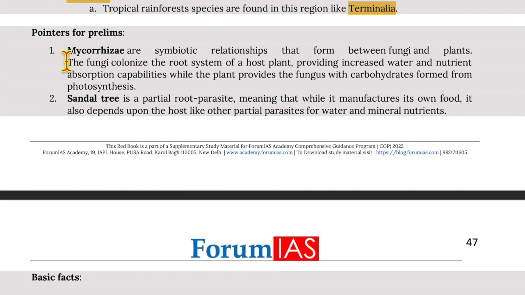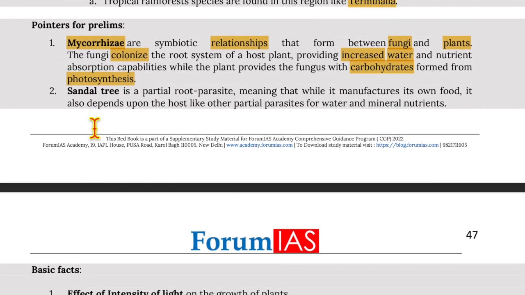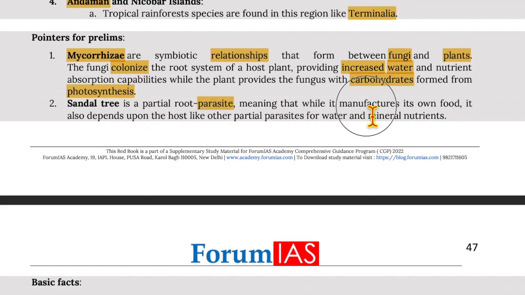Now, some pointers for plants would include: mycorrhizas are symbiotic relationships that are found between fungi and plants. The fungi colonize the root system of the host plant, providing increased water and nutrient absorption capability, while the plant provides the fungus with carbohydrates formed from photosynthesis. Now, the sandal tree is a partial root parasite, meaning that while it manufactures its own food, it also depends on hosts like other partial parasites for water and mineral nutrients.